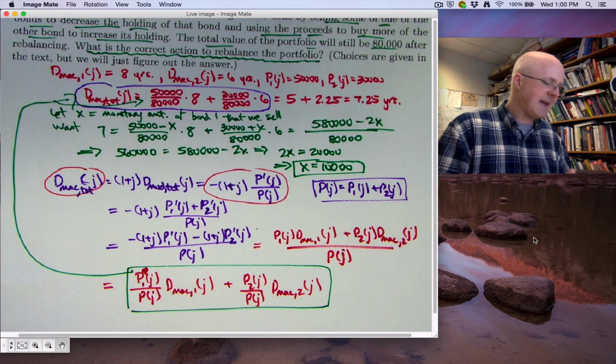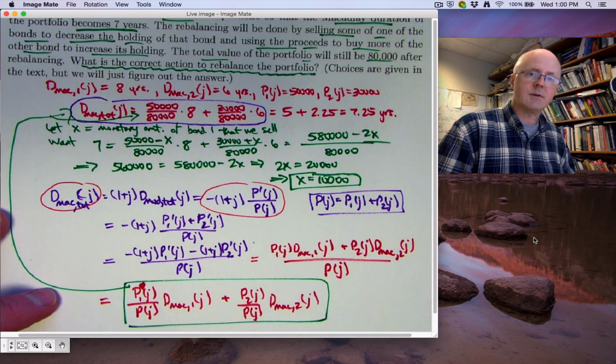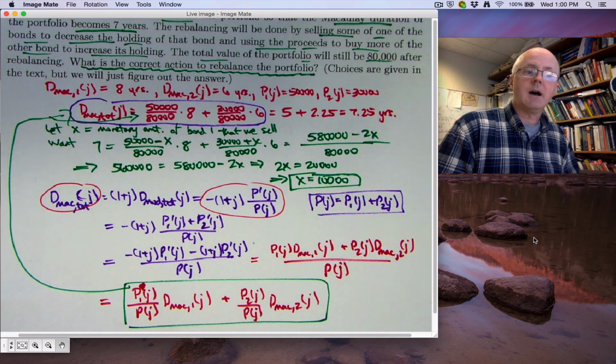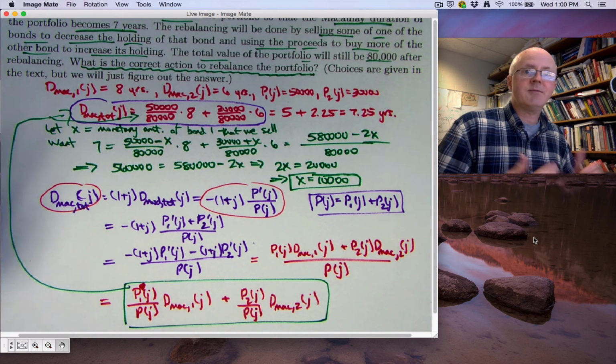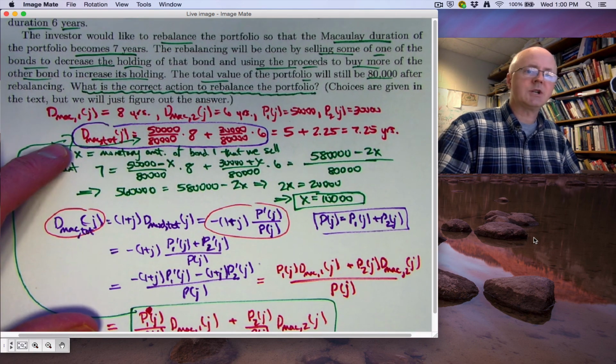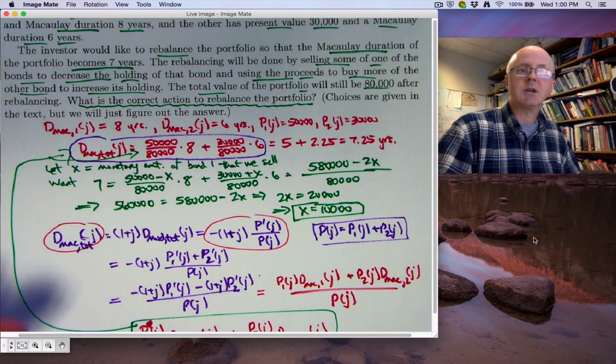So that, in the case of a portfolio that's a combination of two different bonds, is a justification of the method. This does generalize to 3 or 4 or any finite number of bonds. The same kind of technique would work. This intuition that the Macaulay duration of the combined portfolio is such a linear combination is correct.